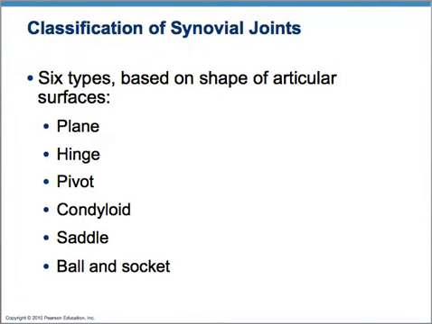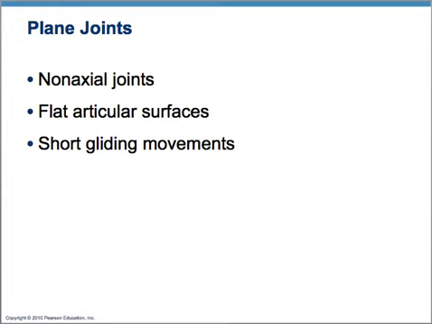There we go. Okay, we have 6 types of classifications of synovial joints in our body. These are plane joints, hinge joints, pivots, condyloids, saddles, and ball and socket joints. These are based on the shape of the articular surfaces, so projections coming out from the bone, the surfaces that are articulating from the end of the bone. We're going to talk about each one individually, starting with plane joints.